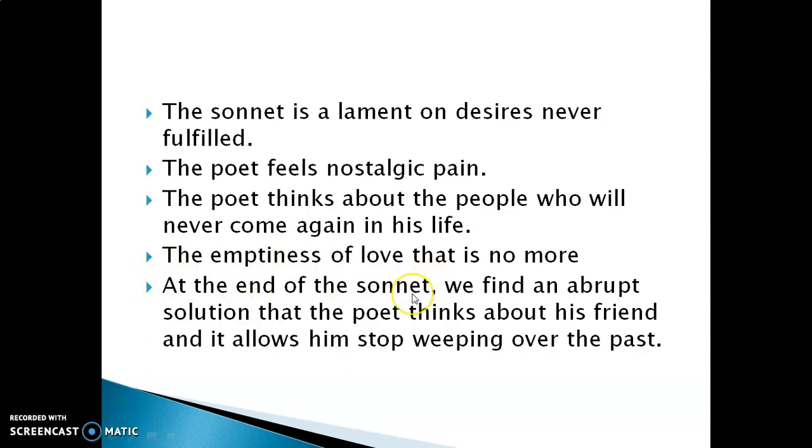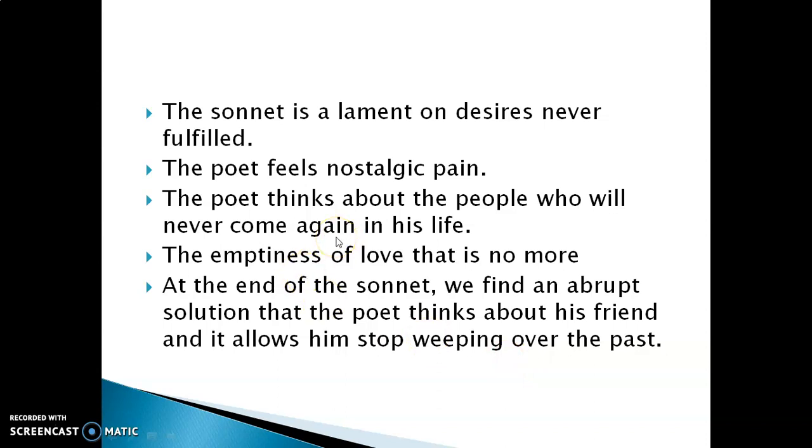At the end of the sonnet, we find a couplet, and in that couplet we find an abrupt, a sudden solution: the poet thinks about his friends, and that allows him to stop weeping over the past. When the poet thinks about his friend, he feels happiness in his heart. It means in three quatrains the poet feels sadness and pain when he thinks about his past time, but at the end of the sonnet, the poet feels happiness in his heart when he thinks about his friends.